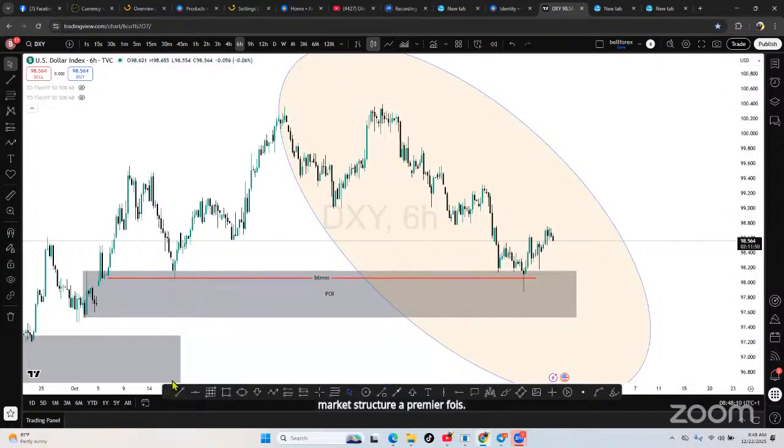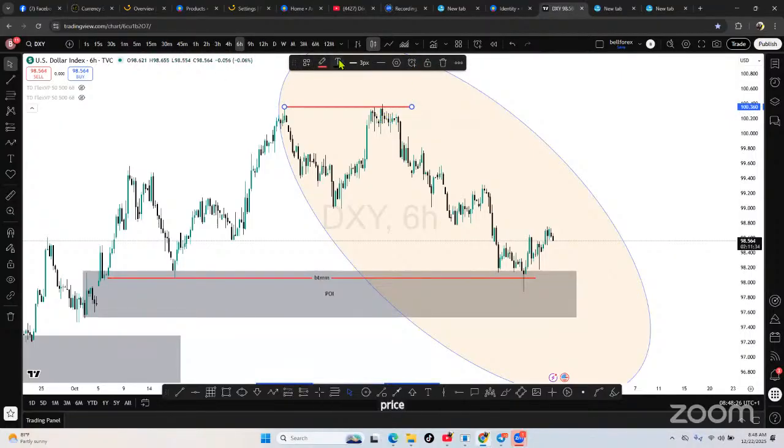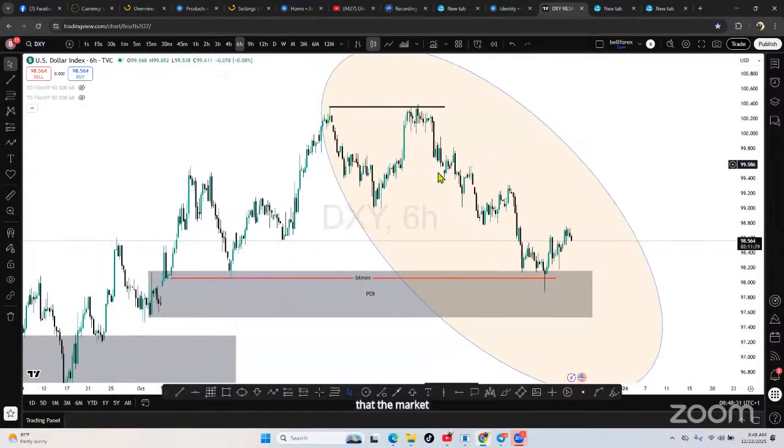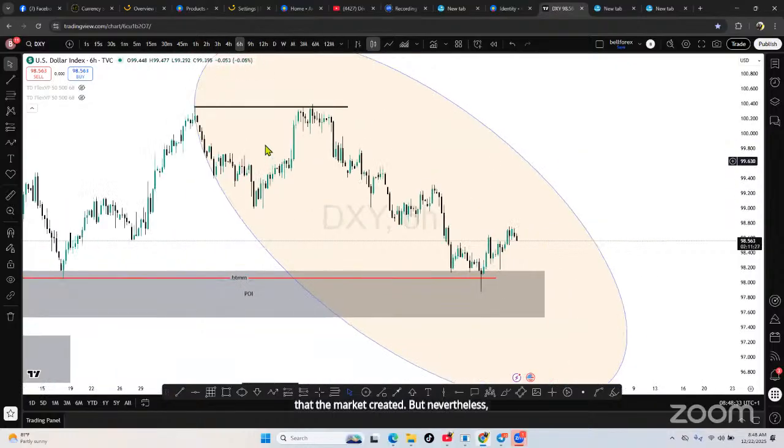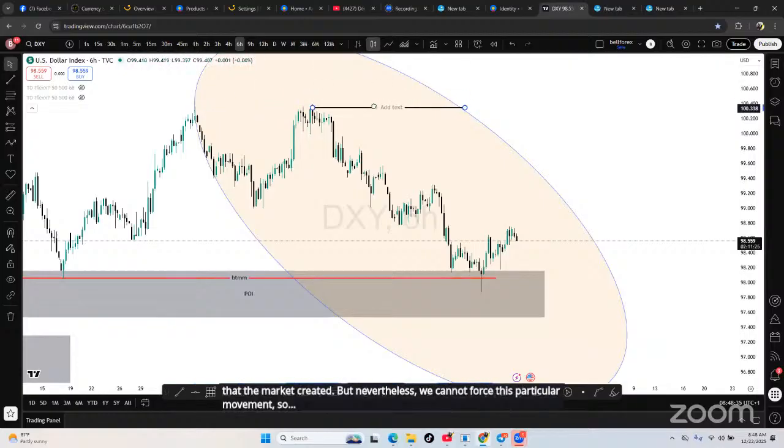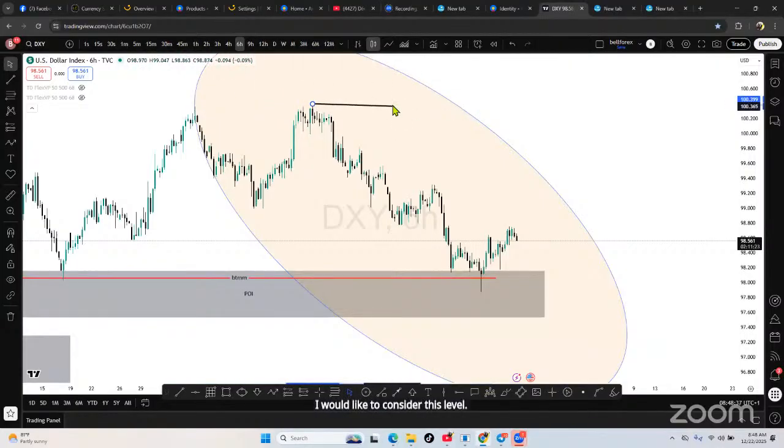So we are going to look at this market in terms of market structure first. If we consider that this is the highest point in this market, then this idea might be valid. Looking at this particular price level here, we could say this was the highest point the market created. But nevertheless, we cannot force this particular movement. So I would like to consider this level because we have a slight weak out. So I would say this is the highest level the market created here.